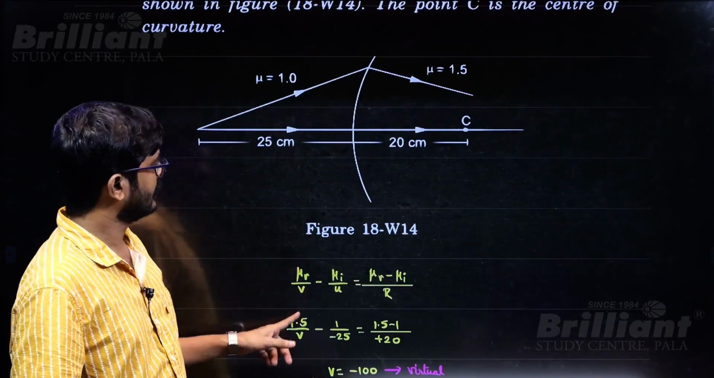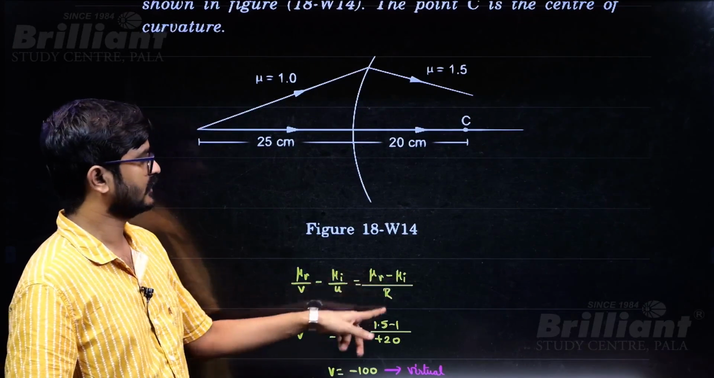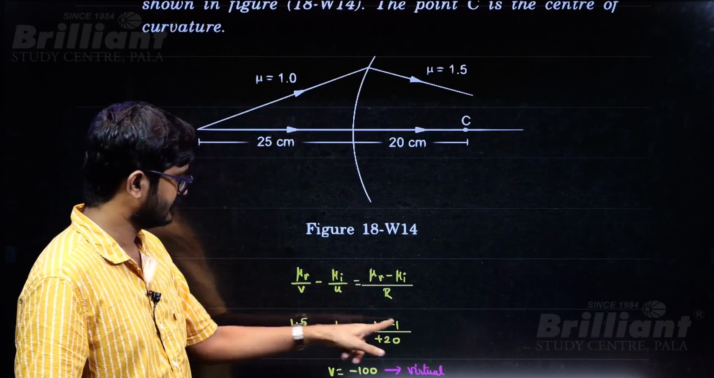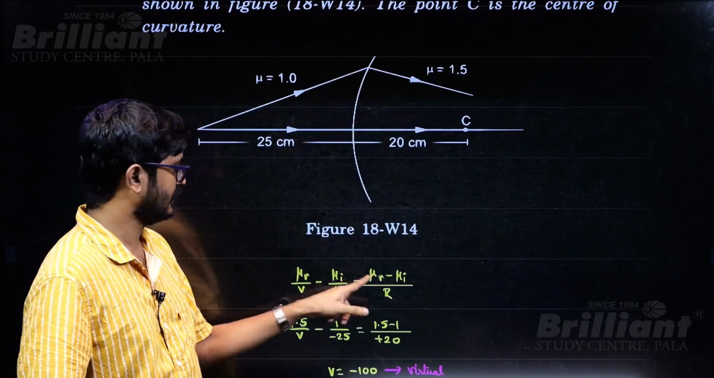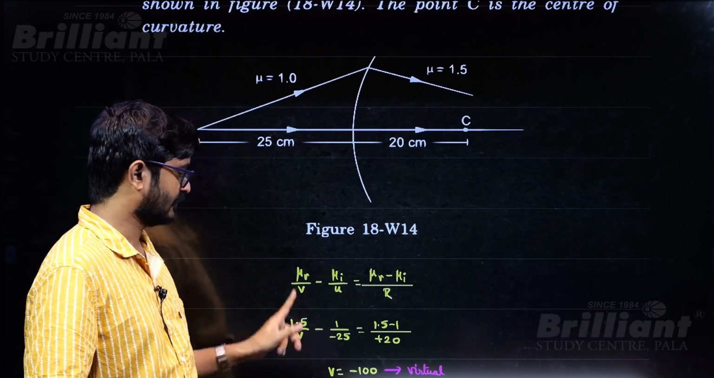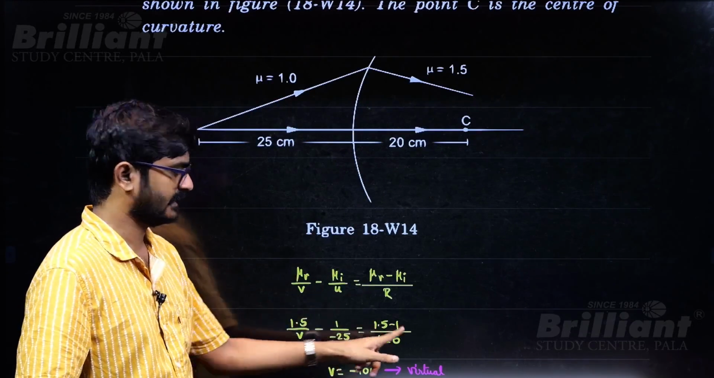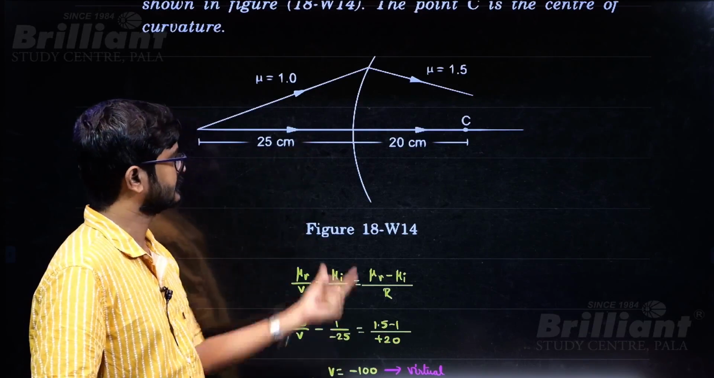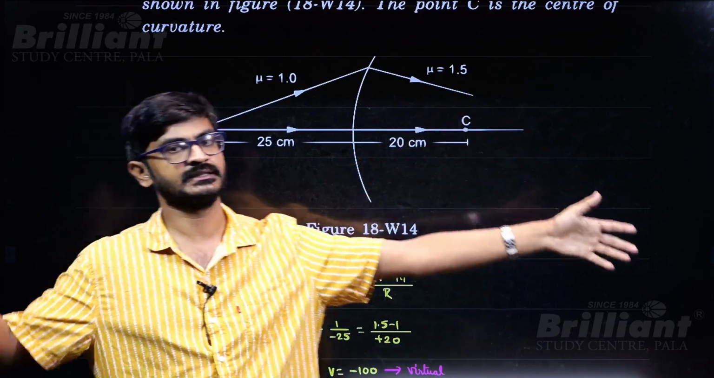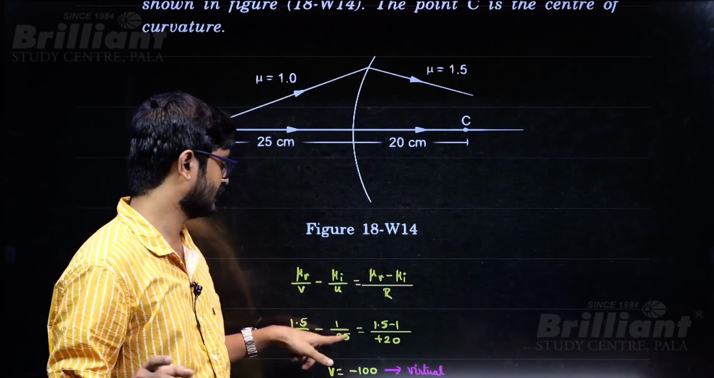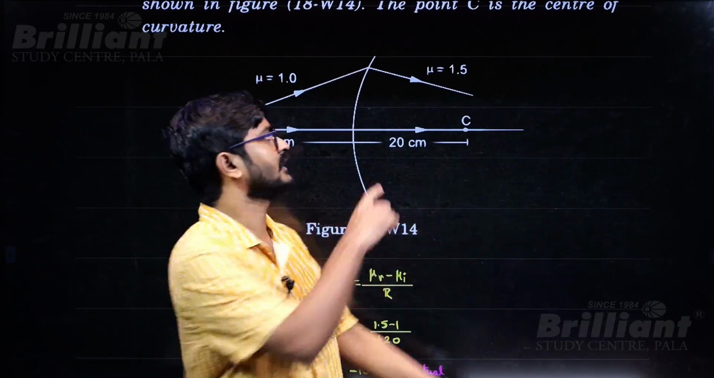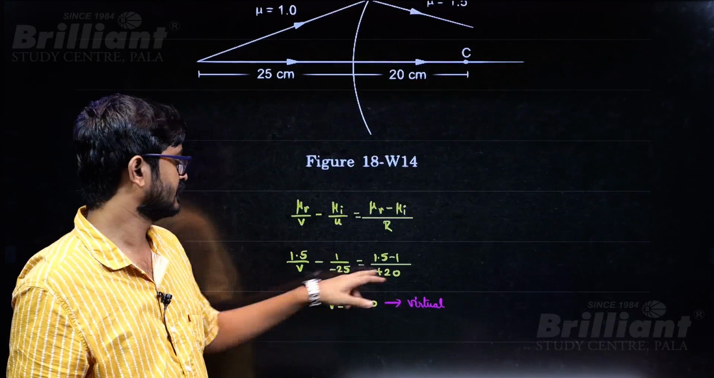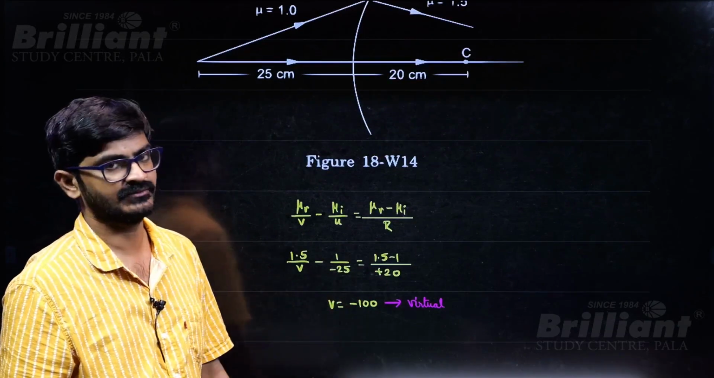So we need to use mu r by v minus mu i by u equals mu r minus mu i by r. Incident ray medium is 1, refracted ray medium is 1.5. So I will be putting 1.5 minus 1 by this image distance. We need to find the image distance. Object distance is 25; this is the positive direction, this is the negative direction, so the object is at minus 25, and the radius of curvature is on the positive side, so the radius is plus 20. When you substitute, you will get image distance minus 100. Image will be formed at minus 100.